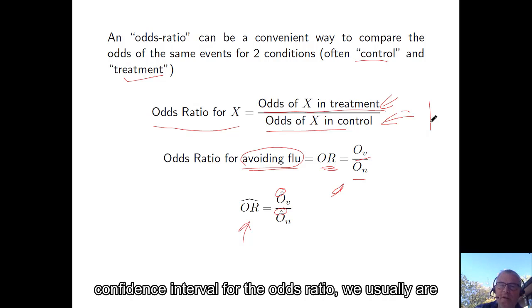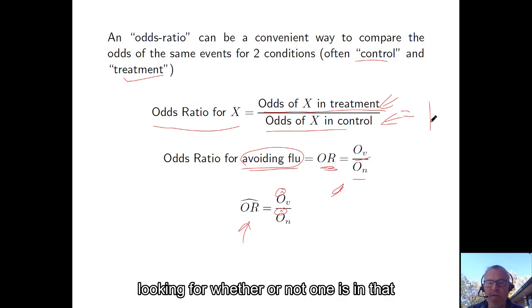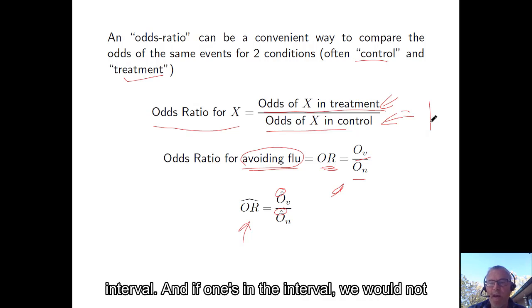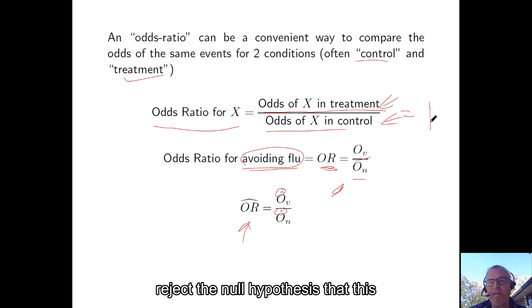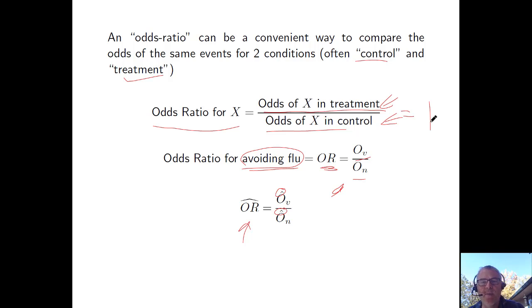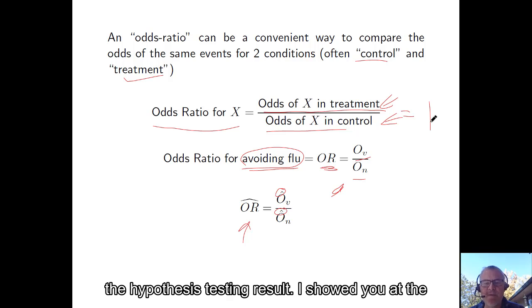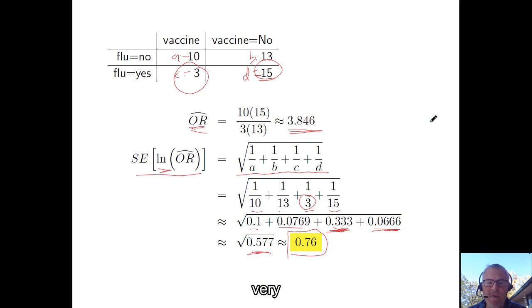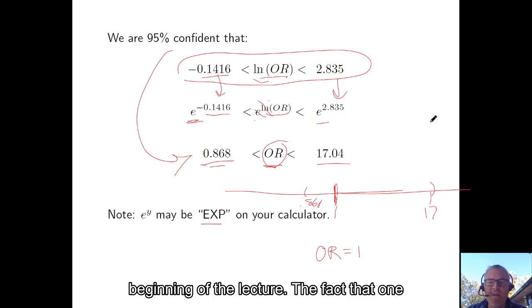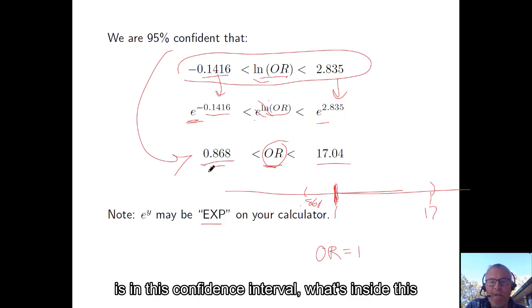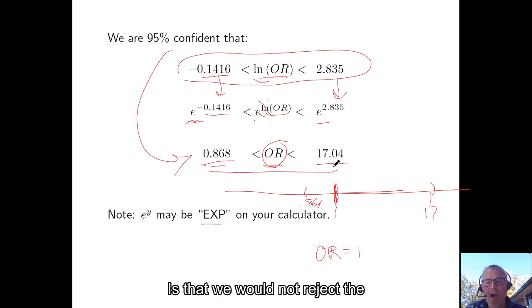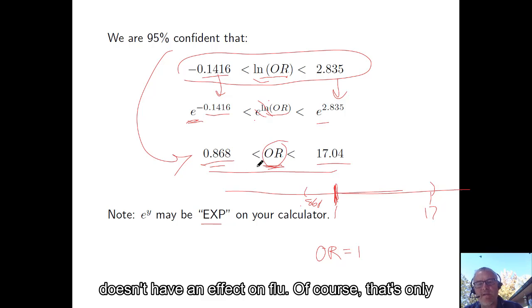So when we look at a confidence interval for the odds ratio, we usually are looking for whether or not 1 is in that interval. And if 1 is in the interval, we would not reject the null hypothesis that this treatment has no effect on success rate. And so that's consistent with the hypothesis testing result I showed you at the very beginning of the lecture. The fact that 1 is inside this confidence interval means that we would not reject the hypothesis that vaccination doesn't have an effect on flu.